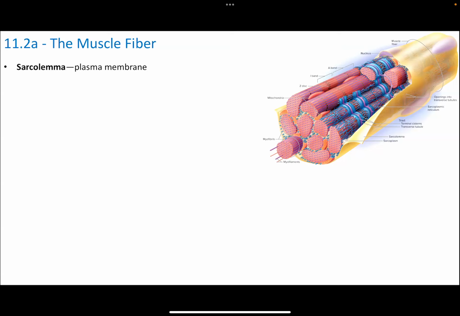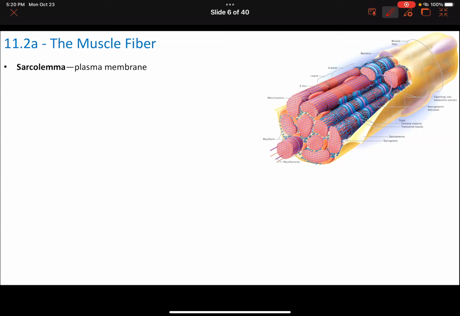Looking at each of these in turn, we want to look at the muscle fiber. This whole thing here in this image is all a muscle fiber. You can see that it has several fascicles in it, and these fascicles have the myofibrils. Each cell or muscle fiber has something known as a sarcolemma. This yellow region here represents the sarcolemma. This is the fancy name for a plasma membrane.